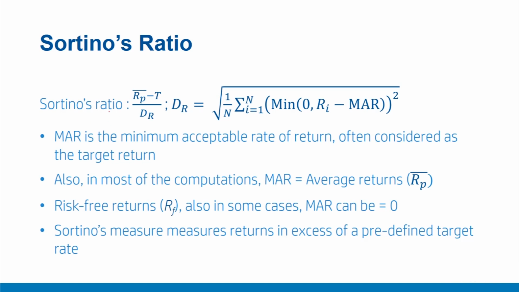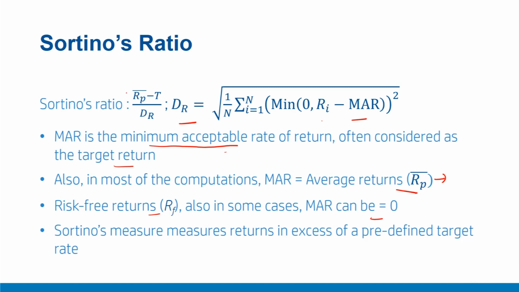In the formula of Sortino's ratio, this DR here is the standard deviation, but it captures only the downside risk. For example, MAR employed in this is some kind of minimum acceptable rate of return, which is often considered some kind of target return with which we are comparing our returns. It may be a particular average of the security return, the historical average of the portfolio, or maybe the risk-free rate, or can be 0 as well.